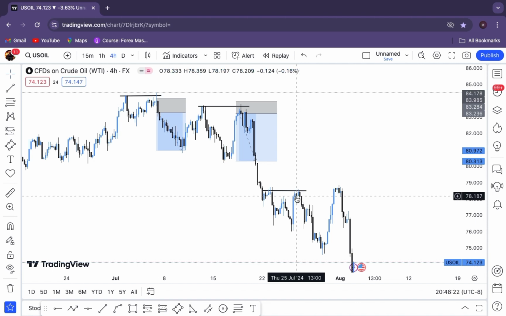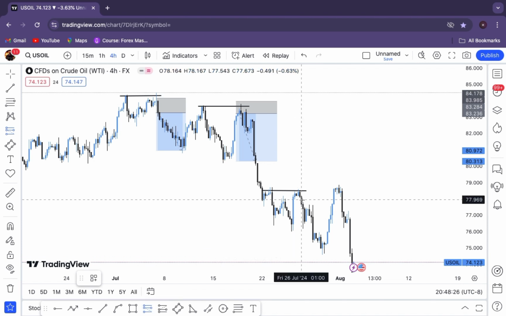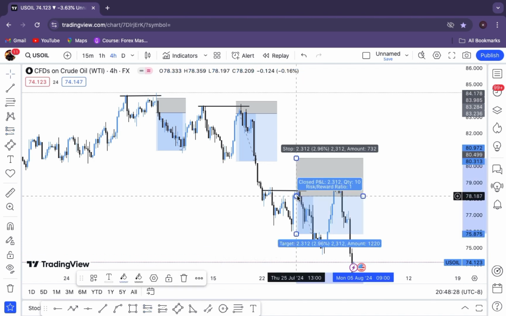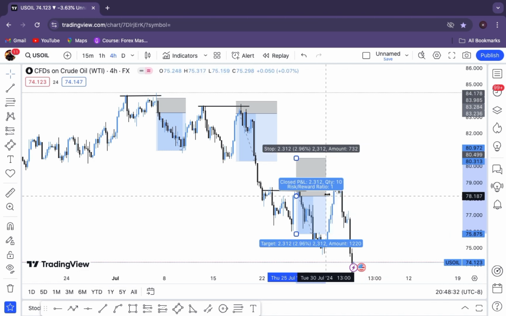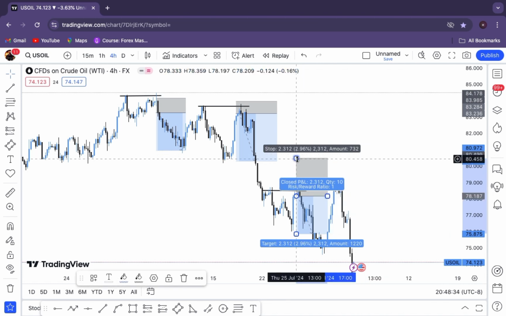We all know that tweezer top is what? It's a reversal candlestick. Tweezer top is a reversal candlestick to the opposite direction. So your entry would have been here. This is one of my favorite entry criteria using my tweezer tops and bottoms. So your entry would have been just there.